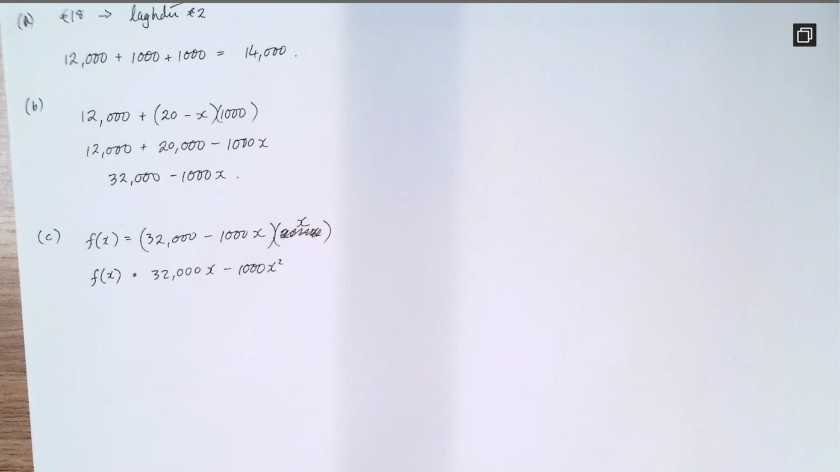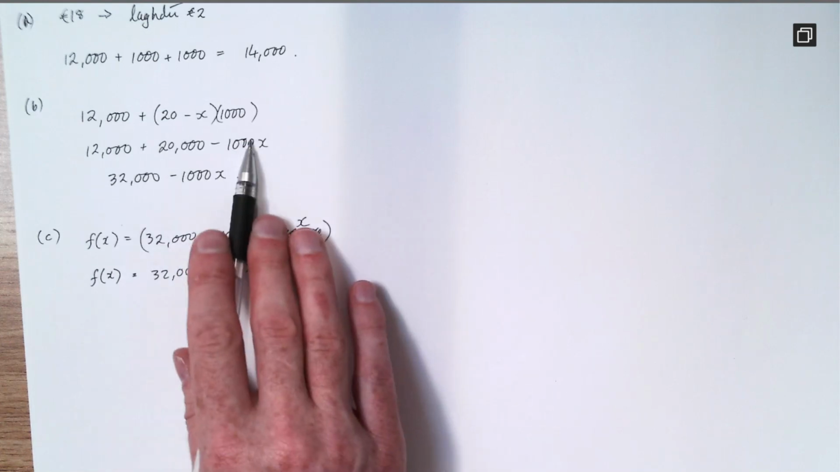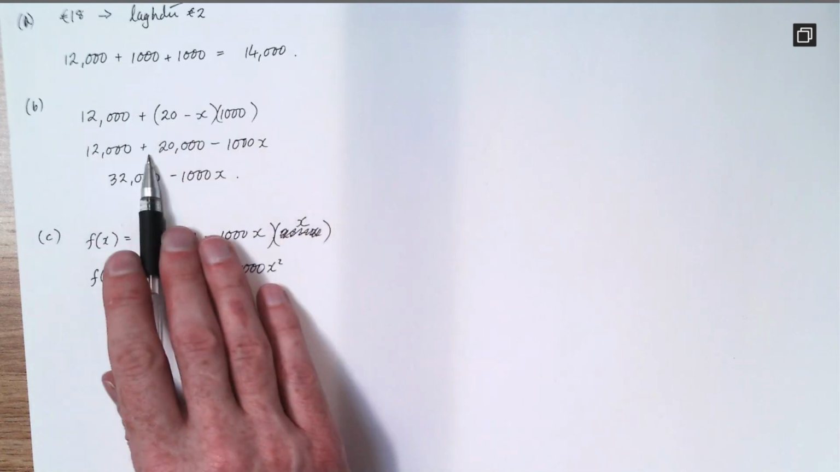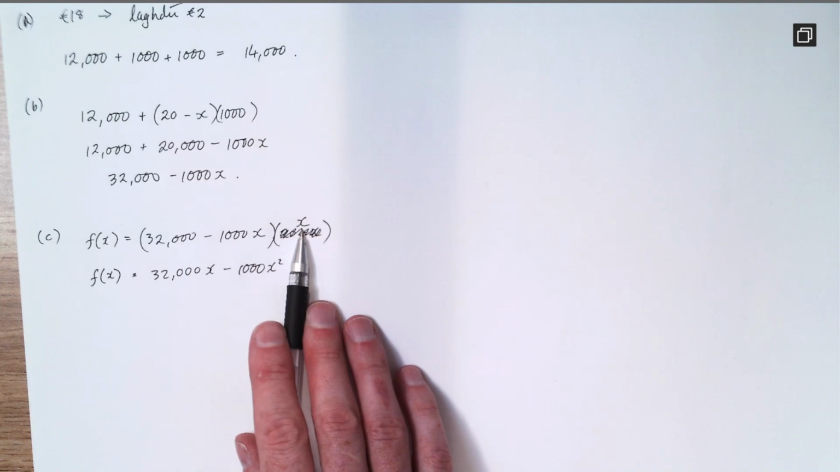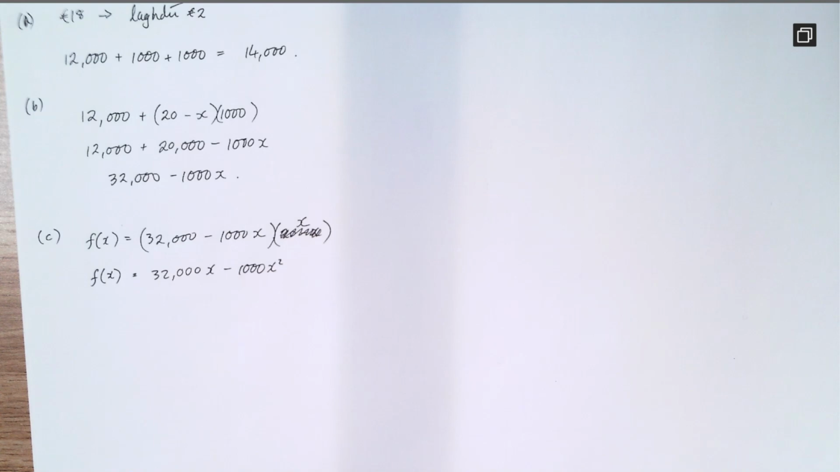Does that make sense? You multiply the attendance formula, the number of people attending, by whatever the price of the ticket is, your x value. And that gives you the equation for part C.